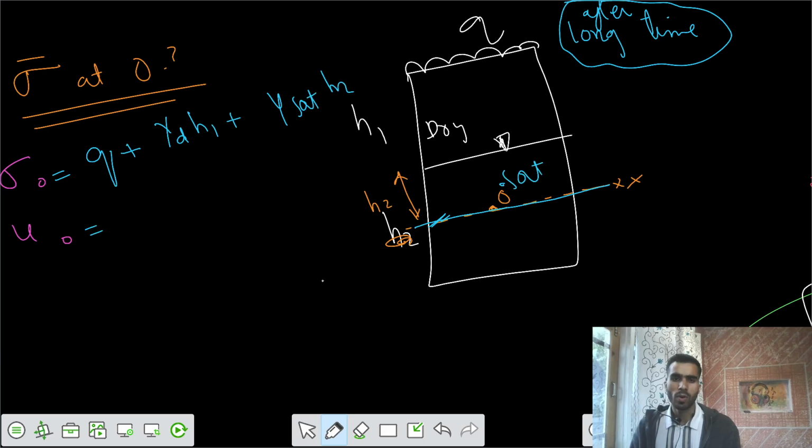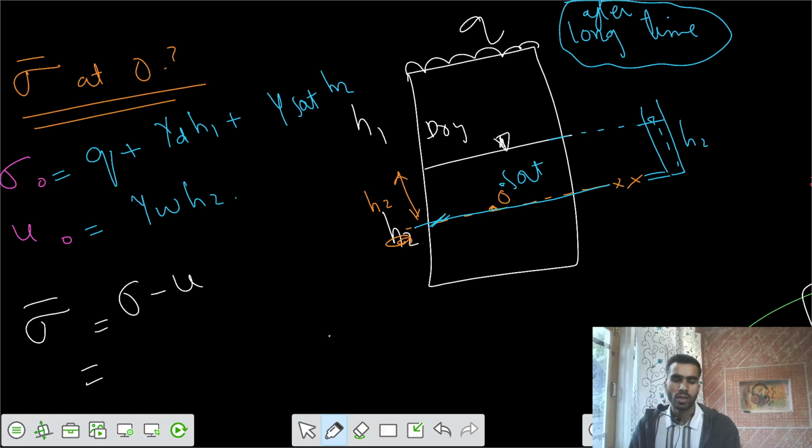Similarly, your pore water pressure is only because of the water. If you insert a piezometer, you would get the water level up to the water table, so that's your height H2. So your pore water pressure is gamma W into height H2. That means your effective stress equals sigma minus u, that's Q plus gamma dry H1 plus gamma sat H2 minus gamma W H2.